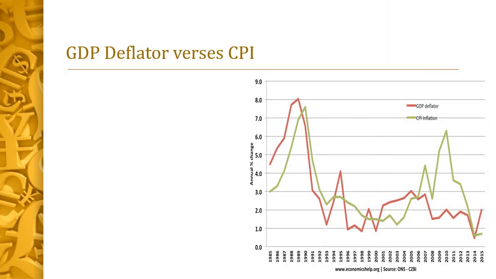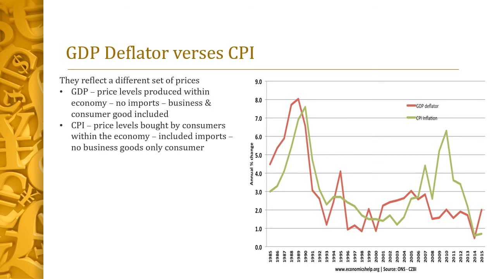In the lecture that we just had, we talked about the gross domestic price deflator, which is basically looking at changes in prices for all goods and services produced within an economy. And we look at that versus CPI, the consumer price index. So they both reflect a different set of prices. But GDP is really looking at what's within the economy. So no imports are included in that.